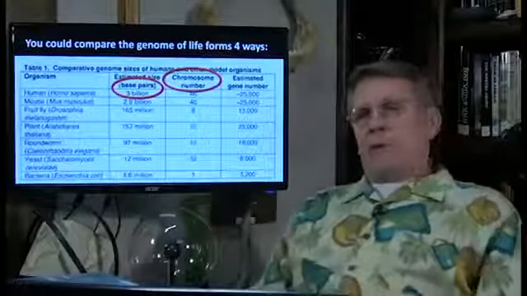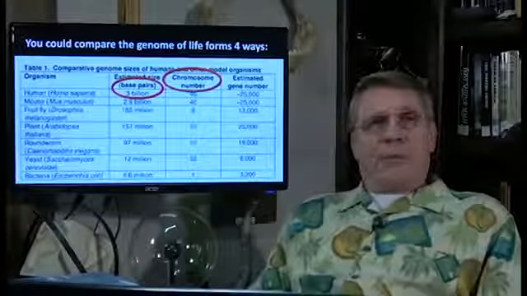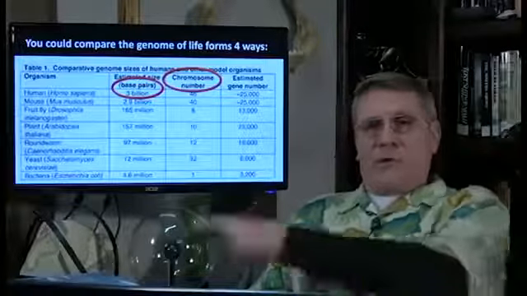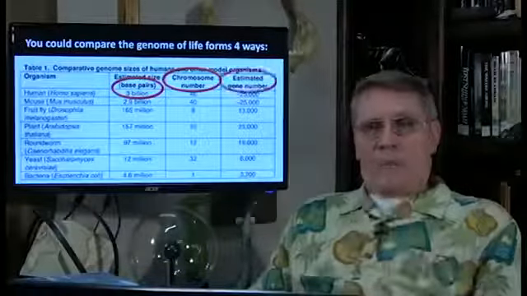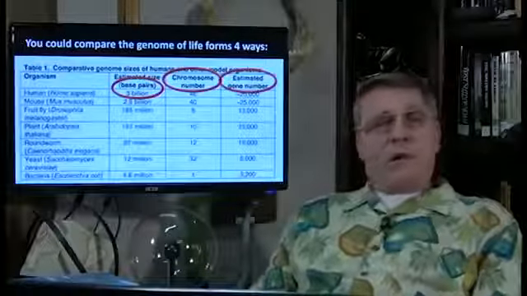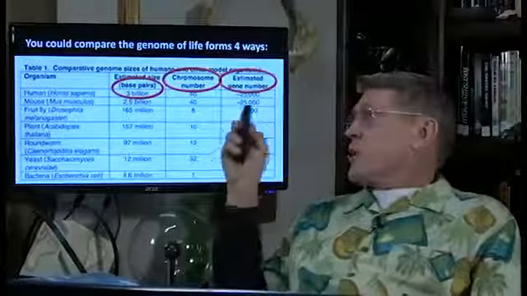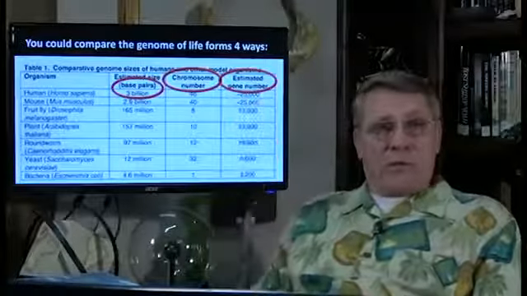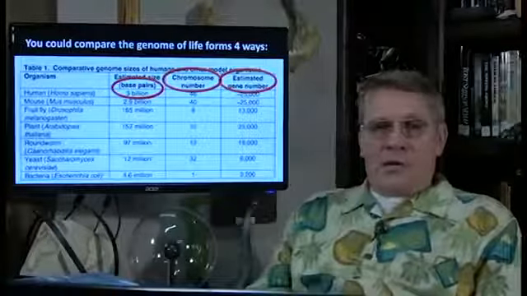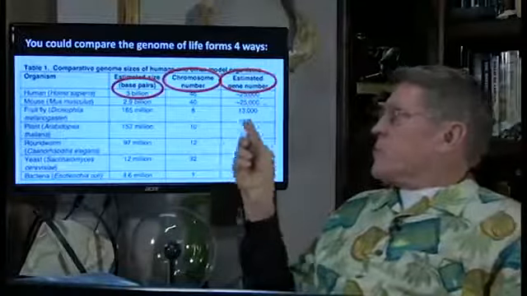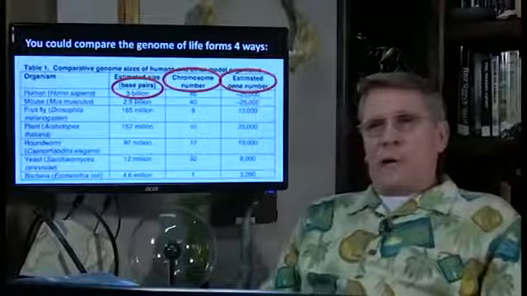So are we going to compare the chromosome number, or are we going to compare the base pairs? Bacteria only has one chromosome, one, okay. Or should we look at the estimated gene count? Humans have about 25,000 genes, okay? Whereas plants might have 25,000 also. Wow, proof we're related to the plant.